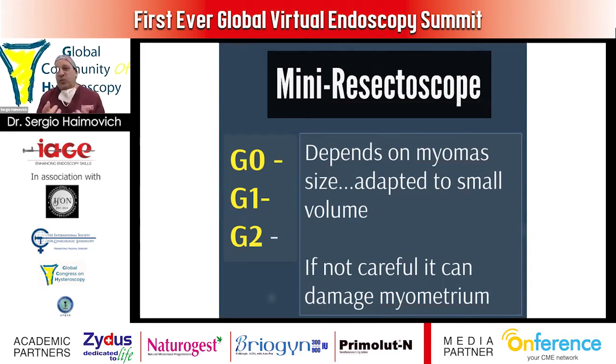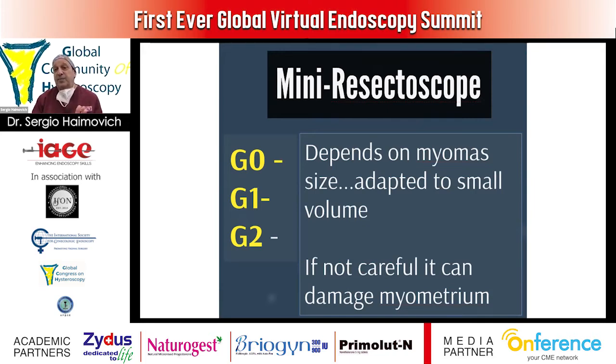But remember, with this bipolar 9 millimeter, to take 4 centimeter, 3 centimeter myomas, it takes 30 minutes, 60 minutes. It takes time with the big resectoscope. So imagine with this 4 millimeter resectoscope, it will take more time. So it depends very much on the size of the myoma. It's, from my point of view, adapted for small myomas.